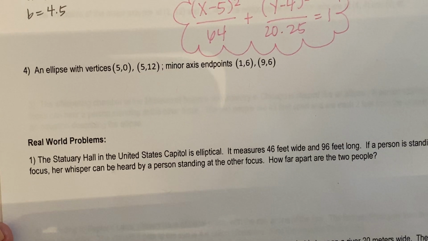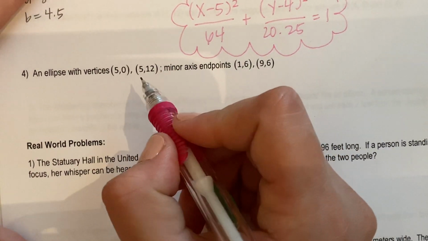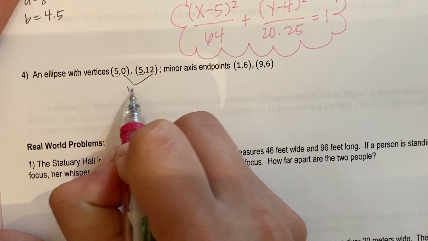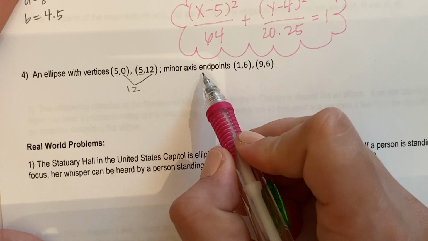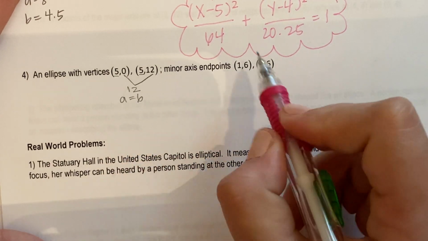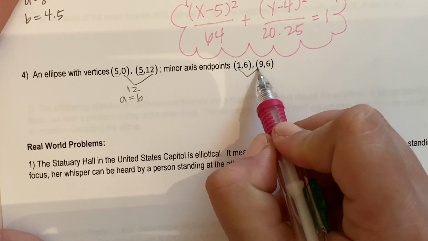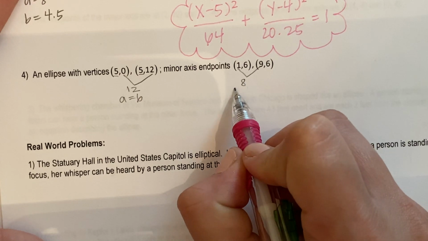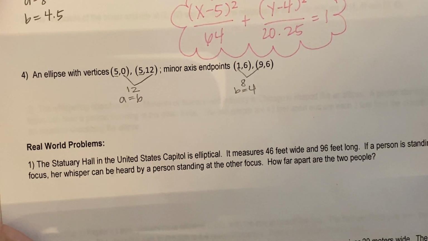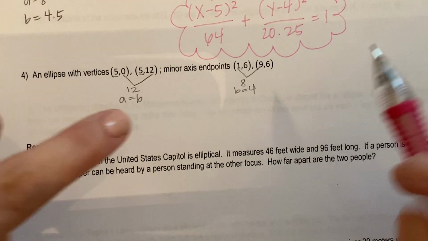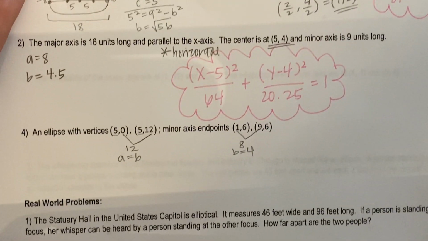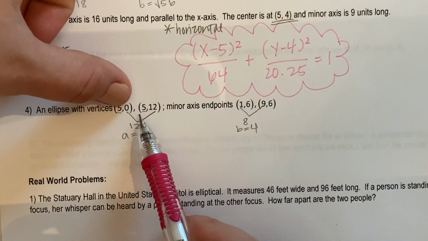Ellipse with vertices at 5, 0 and 5, 12. So notice this time the x value is not changing. So to get from y to y is 12. The minor axis, so this must be the major axis. So a is half of 12, which is 6. The minor axis from 1 to 9 is 8. That means b is 4. The only other thing we need is the center. You can pick either one of these and do like we did up here where you find the midpoint because the center is in the middle. I'm going to do this first one.